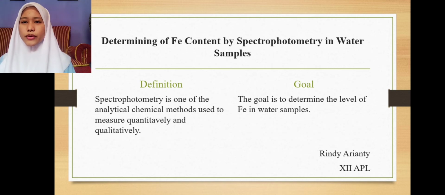I made this video with the aim of presenting a test procedure for the determination of iron content by spectrophotometry in a water sample. Let me show you my PowerPoint. Definition: spectrophotometry is one of the analytical chemical methods used to measure quantitatively and qualitatively. The goal is to determine the level of iron in the water sample.